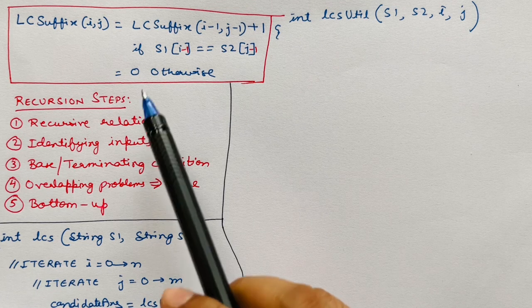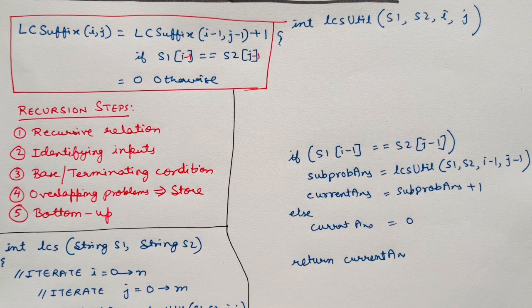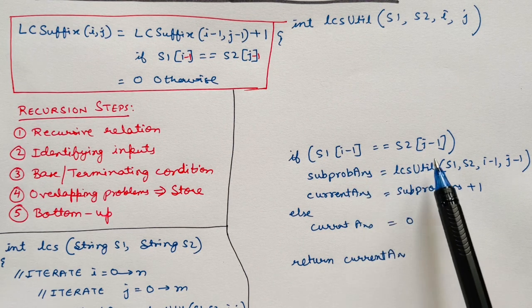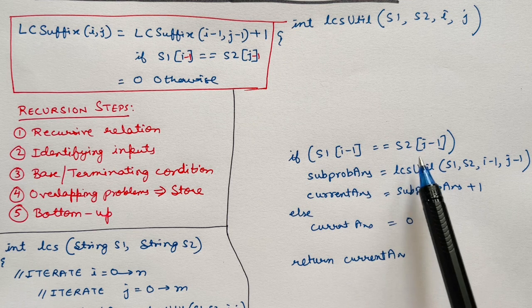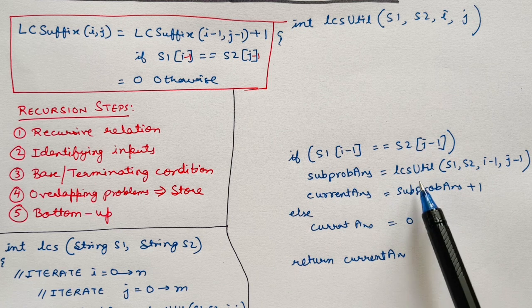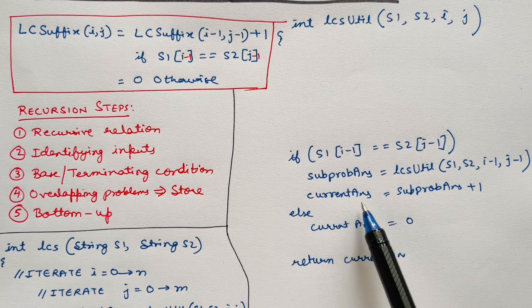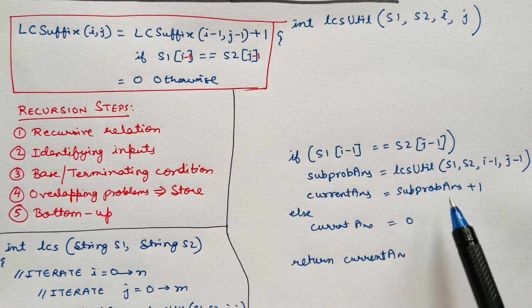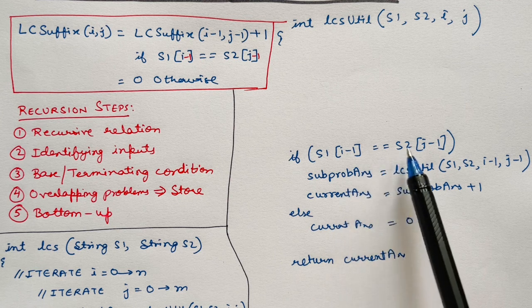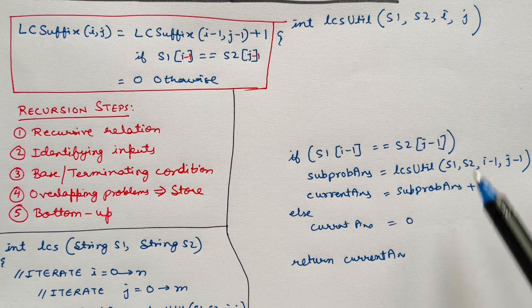Now let us try to use this recursive relation to fill out our algorithm. So first of all, we check if the last characters are equal. If the last characters are equal, then we calculate the answer for our subproblem by calling the same recursive method for i-1 and j-1, and our answer here for i and j becomes subproblem answer plus 1. And if the two characters were not equal, then our answer is simply 0. Finally, we will return whatever is our answer. Now we have coded our recursive relation into our algorithm.